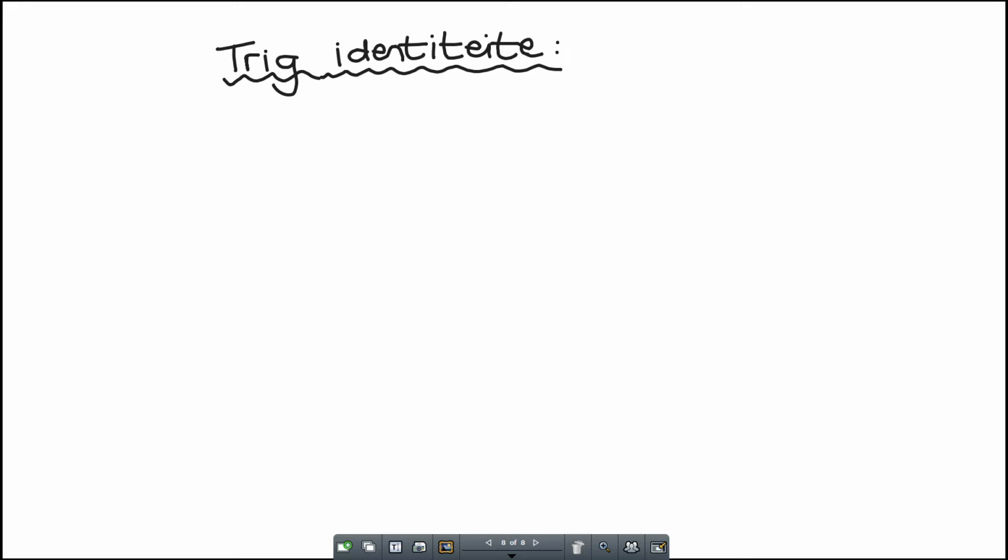Luister gou. Trig identities, please people, you have got to study these. Jy moet dit gaan leer. Hierdie goed moet jy so ken, op jou vingerpunte, né? You've got to study this off by heart, okay?